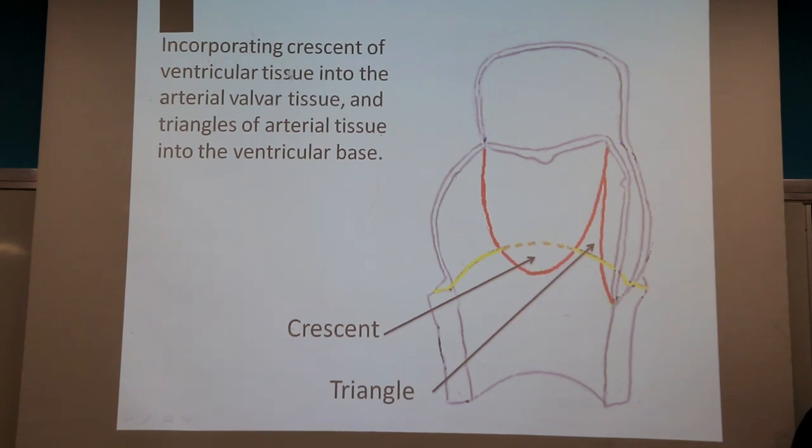This incorporates crescents of ventricular tissue into the arterial valve tissue here, and triangles of arterial tissue into the ventricular bases. So we finally get a crescent and a triangle. Here is the crescent and the triangle. The crescent is here. It is related to the arterial pressure, while the triangle is related to the ventricular pressure. The triangle is thin, but it is exposed to ventricular pressure, and the crescent is thick, but it is exposed to arterial pressure.